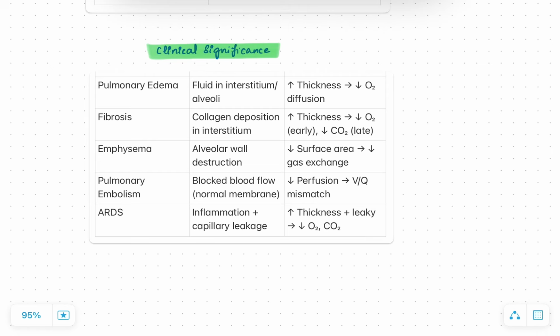Next, in emphysema, we can see alveolar wall destruction, which causes a decrease in surface area and a decrease in gas exchange. In pulmonary embolism, there is blocked blood flow. Because of this, perfusion is decreased, causing ventilation perfusion mismatch and a decrease in oxygen delivery. Next is ARDS. Here there is inflammation along with capillary leakage, causing an increase in thickness and a decrease in oxygen and carbon dioxide exchange.